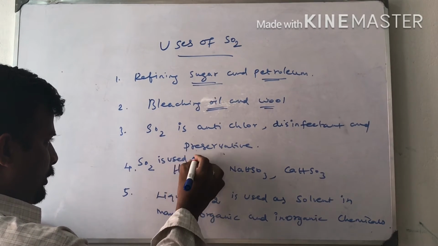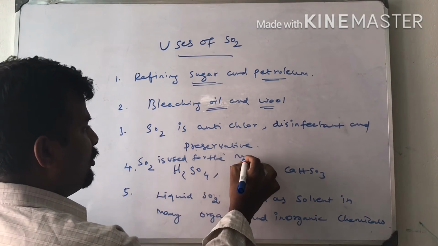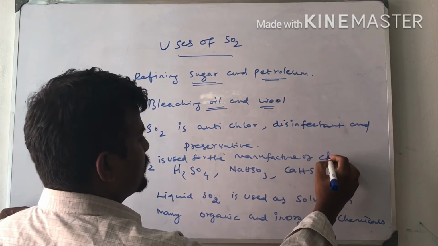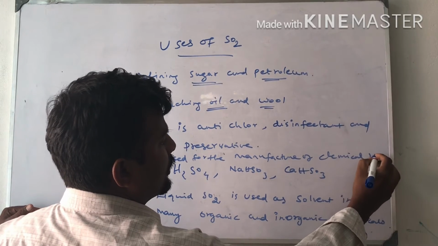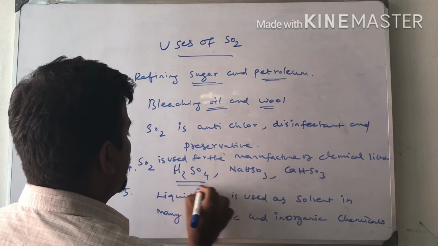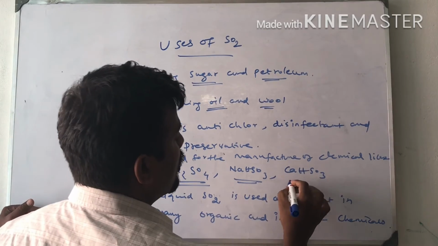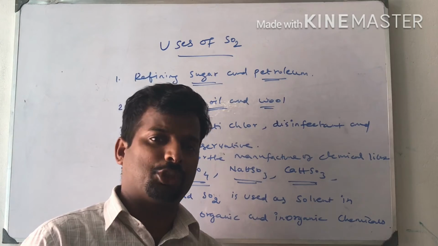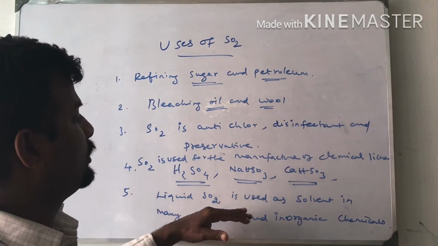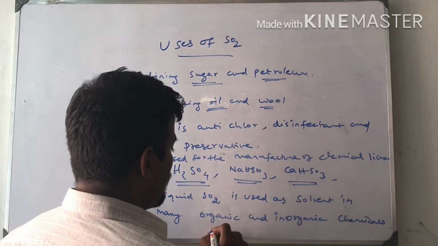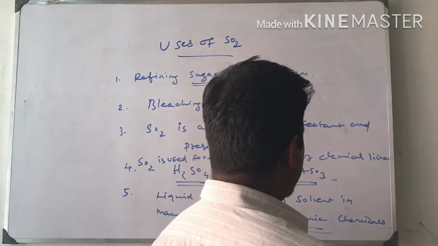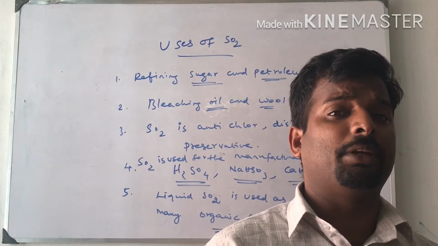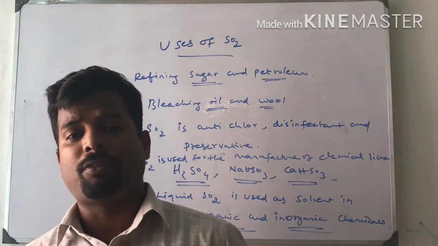It is used for the manufacture of many chemicals like H2SO4, NaHSO4, CaHSO4, which are of huge importance in the field of chemistry. And the liquid sulfur dioxide is used as a solvent in many organic and inorganic chemicals. Organic and inorganic chemicals can be dissolved with the help of liquid sulfur dioxide.